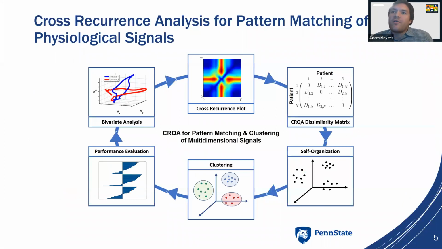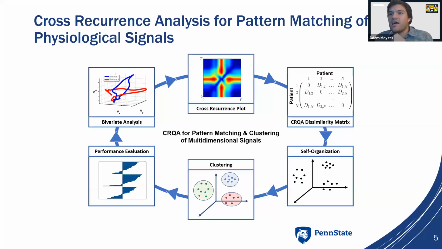So here's the overall methodology for pattern matching of physiological signals. We compare two VCG signals from two patients, and we compute the cross-recurrence plot. From the cross-recurrence plot, we can get certain quantitative measures, again based off of these diagonal, vertical, and horizontal line structures. We take one of those diagonal CRQA quantitative measures, and we can use that as a basis for a dissimilarity matrix.